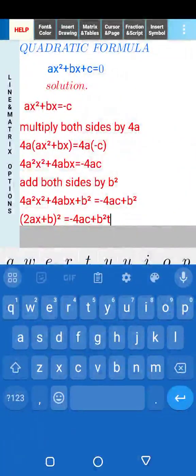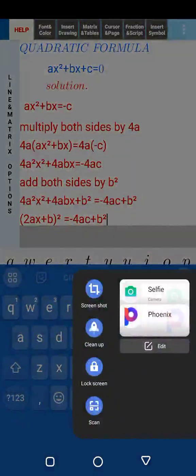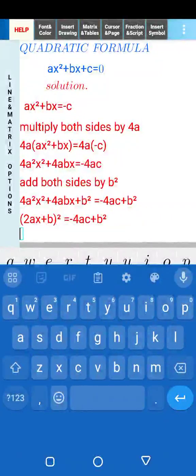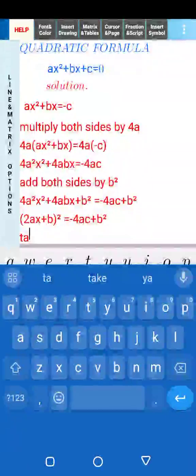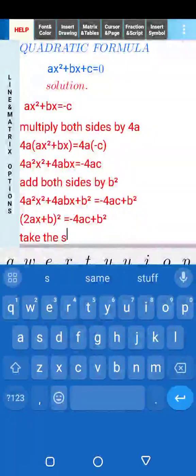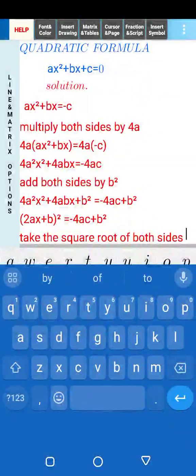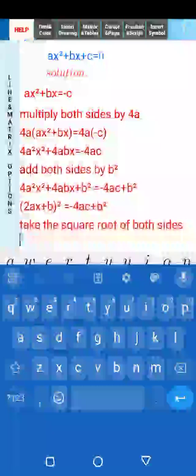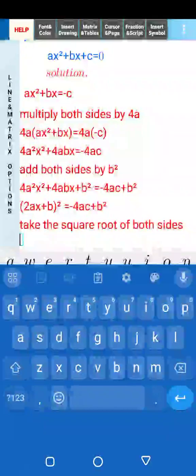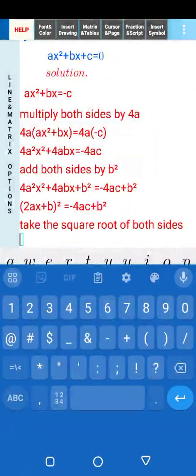The next thing we have to do is that we take the square root of both sides. Okay, that's the next step. We take the square root of both sides. That is, we put this into square root.